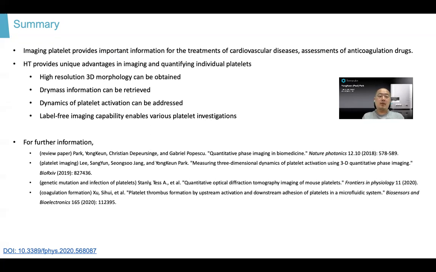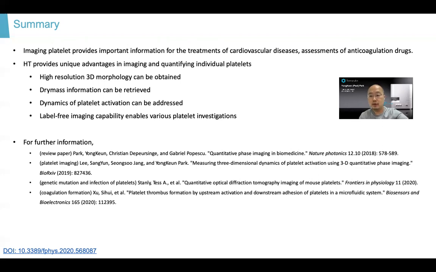But the holotomography system can provide unique advantages in imaging and quantifying individual platelets because it can provide high 3D resolution without using exogenous labels, including staining or dyes or fluorescent proteins. And physical parameters such as the protein density or the protein mass, as well as the volume and shape, can also be retrieved from this 3D data. And importantly, the dynamics of platelet activation can be fully addressed by using the HT.